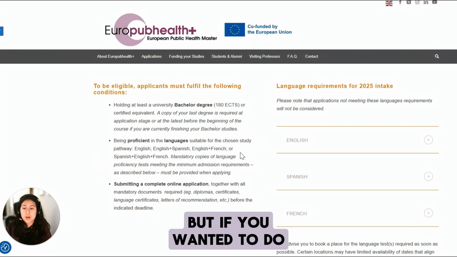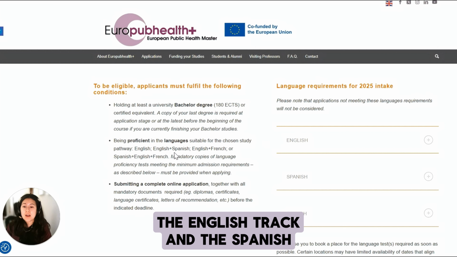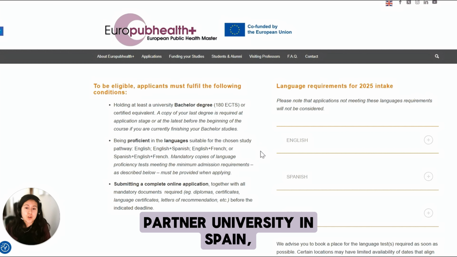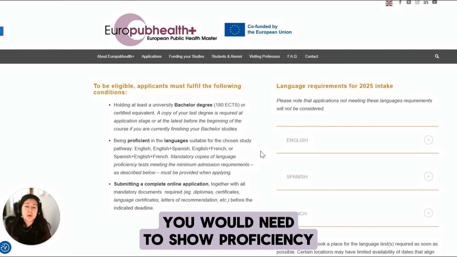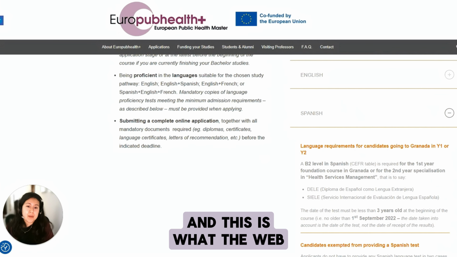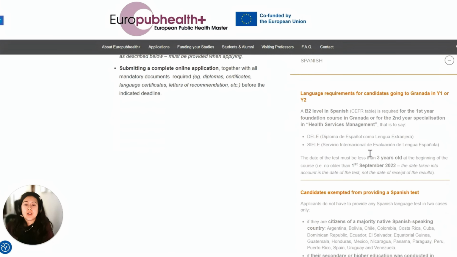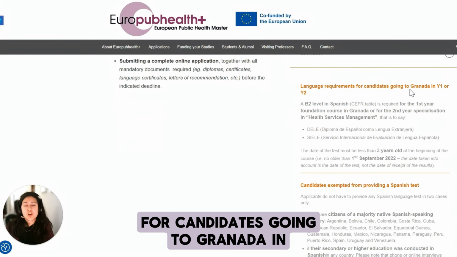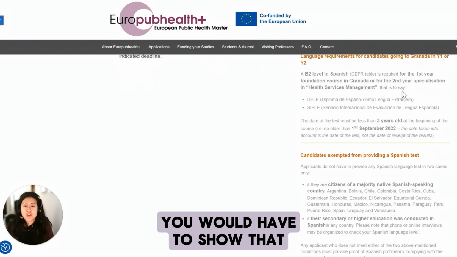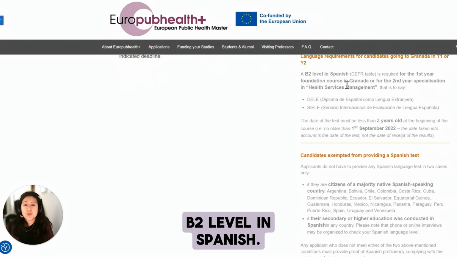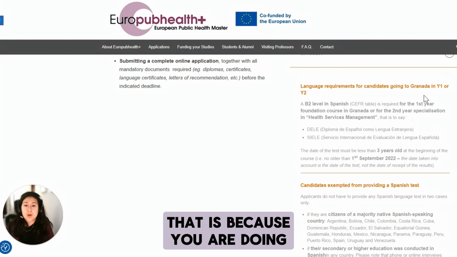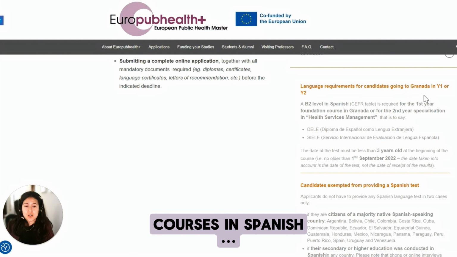But if you wanted to do the English track and the Spanish track, which means also studying at the partner university in Spain, you would need to show proficiency in Spanish. And this is what the web page is showing us. Language requirements for candidates going to Granada in year one or year two. You would have to show that B2 level in Spanish. That is because you are doing courses in Spanish.